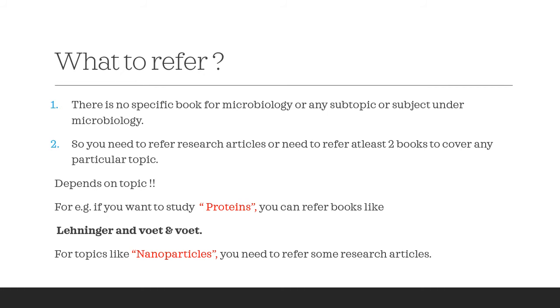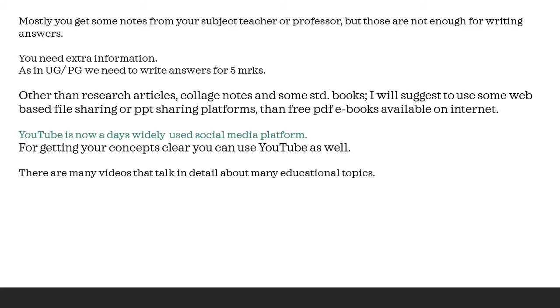But if you need to study nanoparticles, then you need to refer to research articles, because a lot of research work is going on in nanoparticles. But in detail, there is hardly any book that covers this subject. Basics are now getting included in some books, or there are separate books for nanoparticles only. So it depends on your topic what you need to refer to, right?